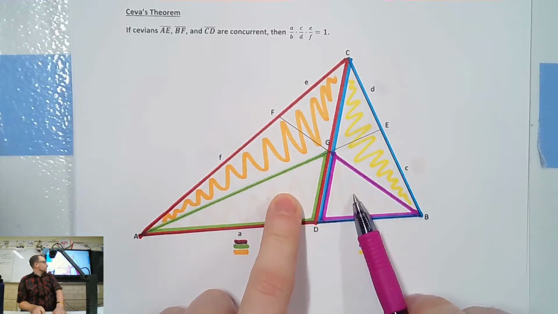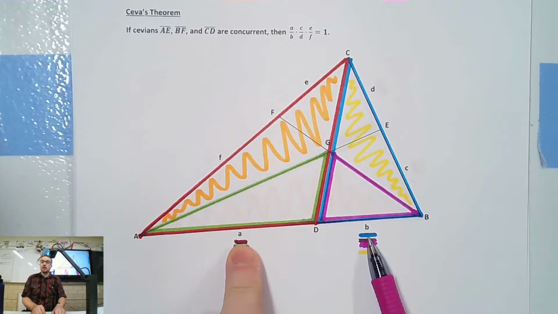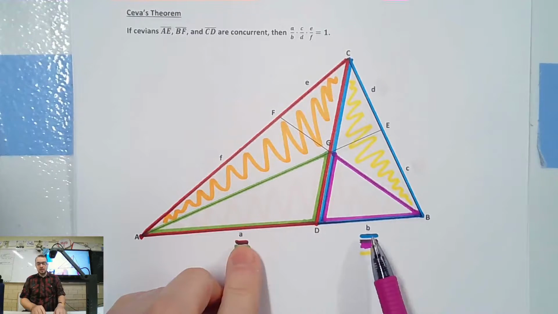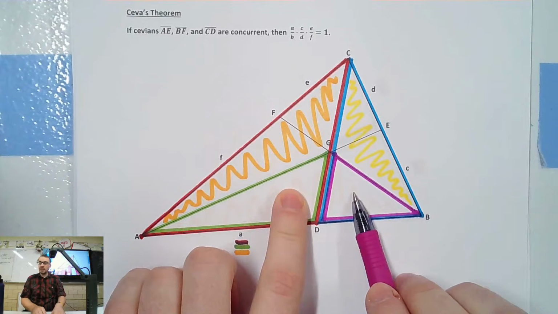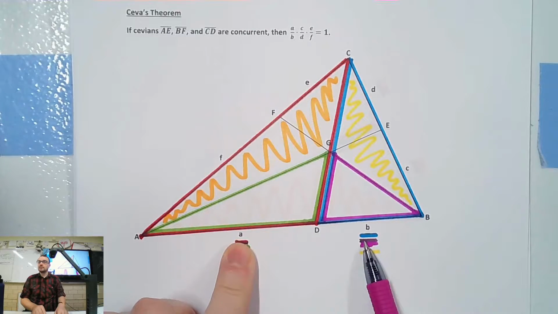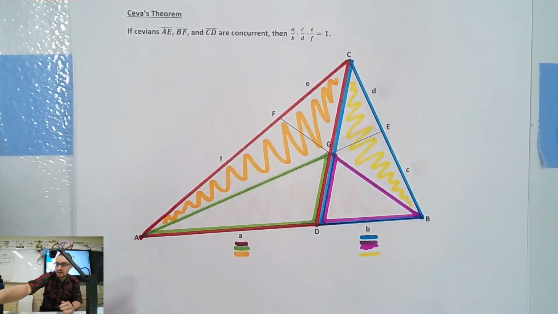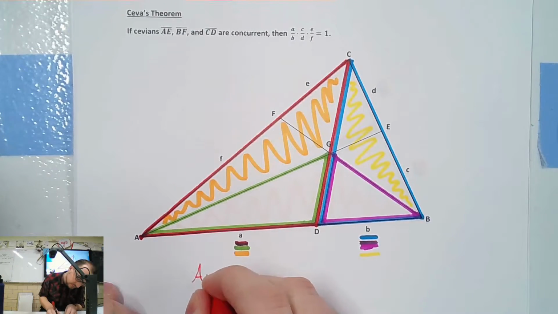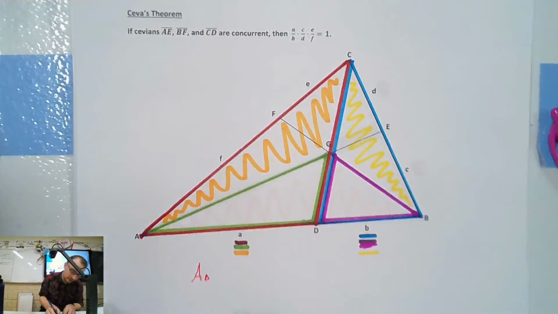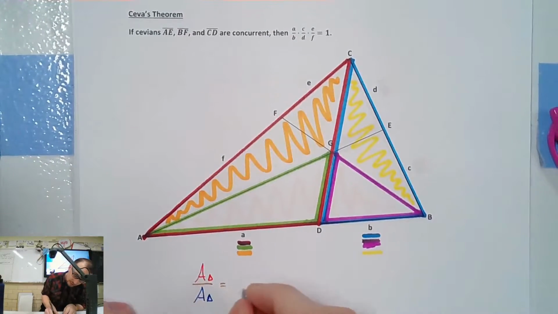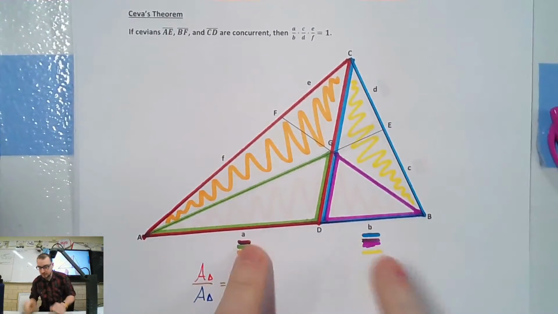Well, green triangle and pink triangle also have the same height. So that means their areas are proportional to their bases, also A and B, right? So I've got red triangle's area and blue triangle's area in proportion equal to A over B. And I've got green over pink's areas equal A over B. So I've got something equals something and something equals something. I've got a statement like this. I've got red triangle's area over blue triangle's area should equal A over B.